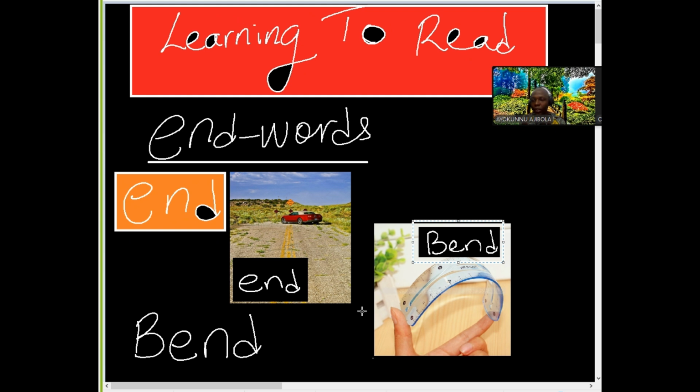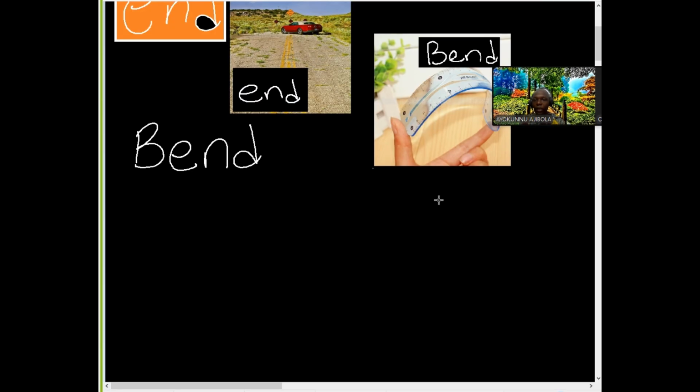So, the first word we read was end, which means end of the road. Now we are looking at bend. Please, I want you to concentrate. Now, let us try to join another letter with end to make a four-letter word. What letter is this? Letter F, right? Yes. How does it sound? Give me the sound of letter F.